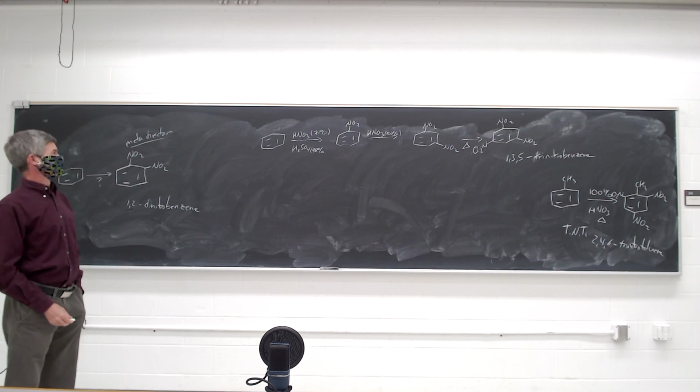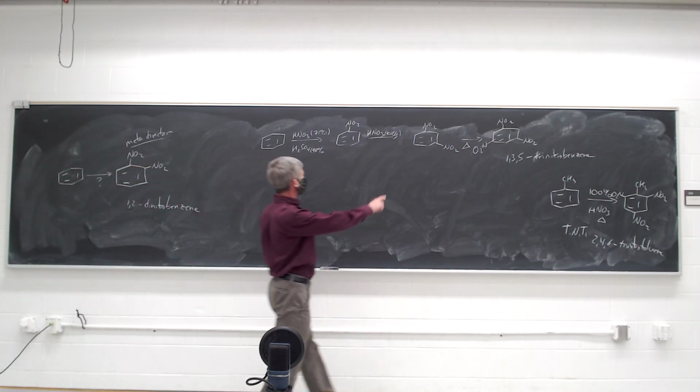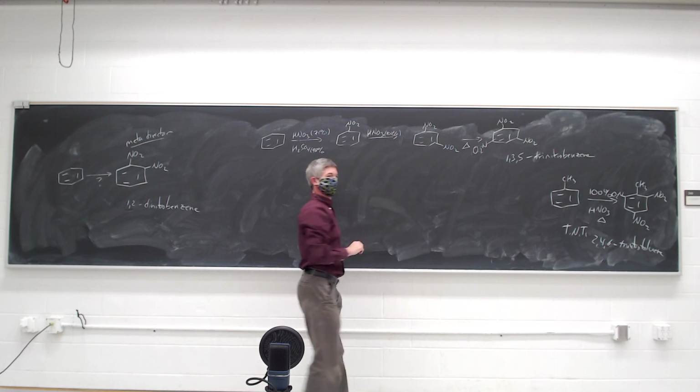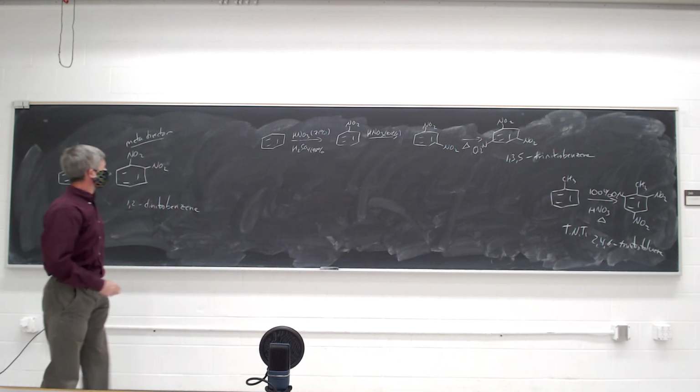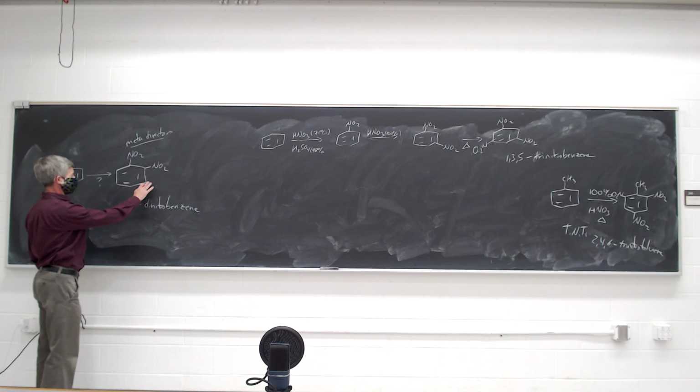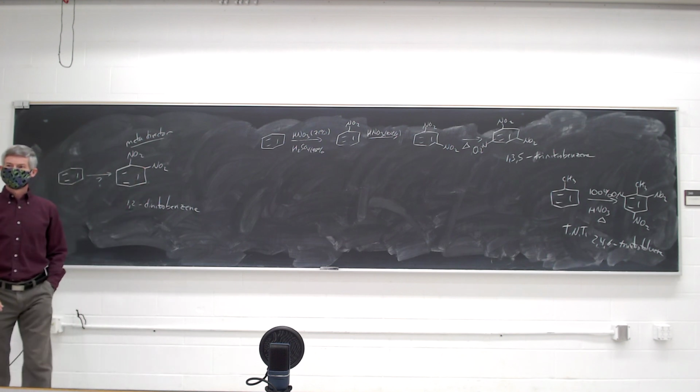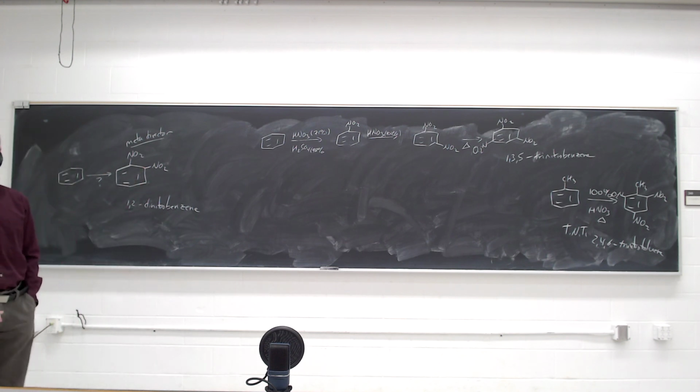So that's a problem, right? The second nitro group isn't going where we want it. It's going in the other position. How can we solve that problem and get it to go where we want it on the adjacent position?